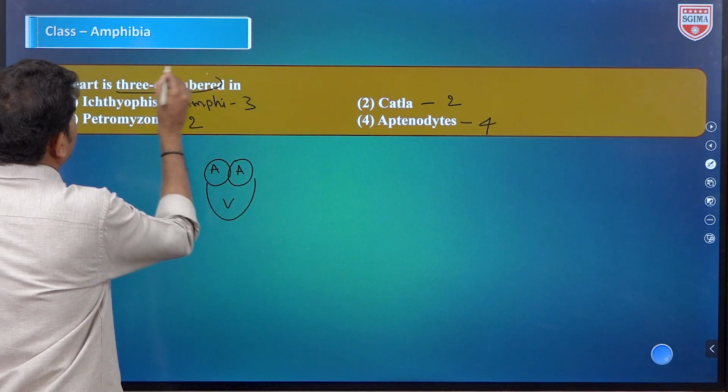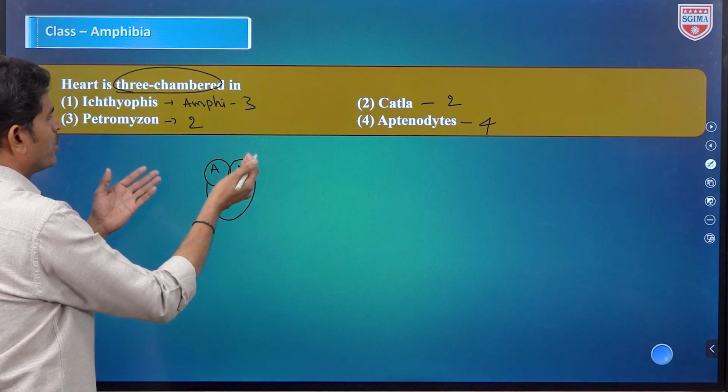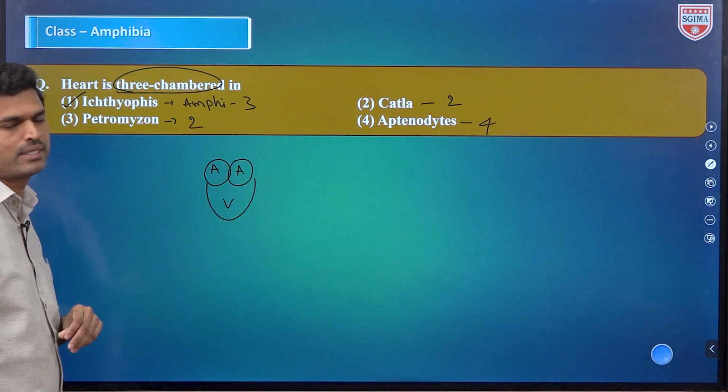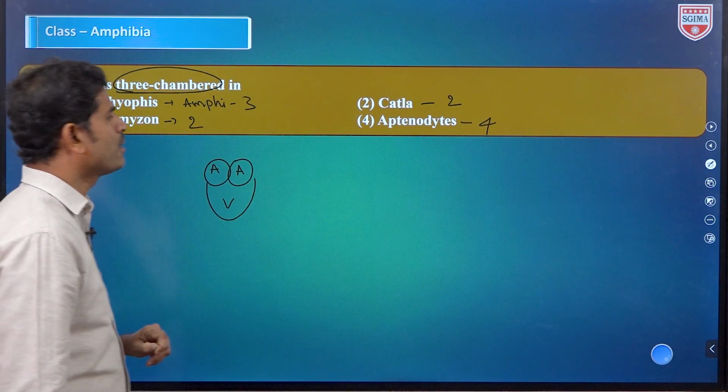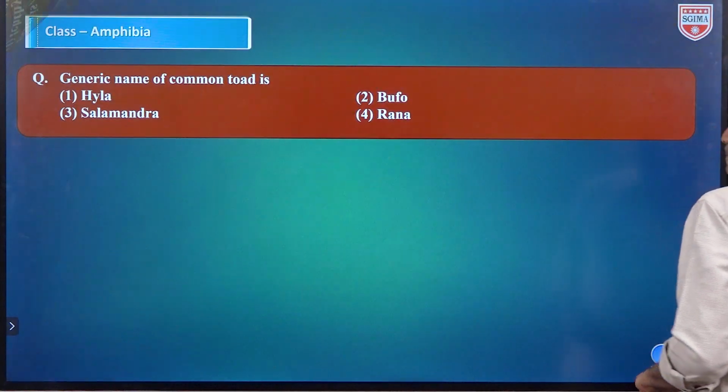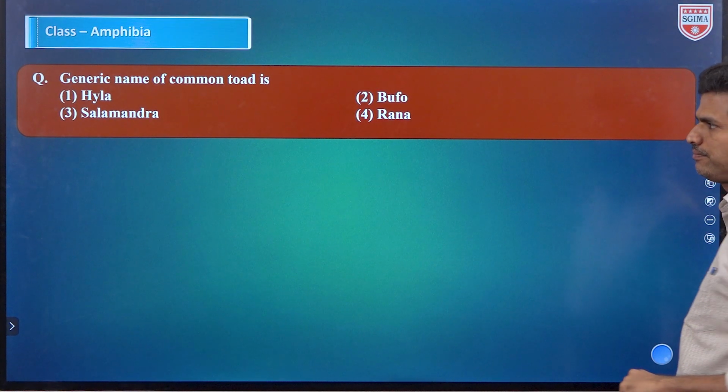3-chambered heart observed in. If it is a 3-chambered heart, then which one? So the first option is correct, that is Ichthyophis and amphibians. Okay, so 3-chambered, the correct option is which one? First option. Let us see that. Next question. Now read the question.